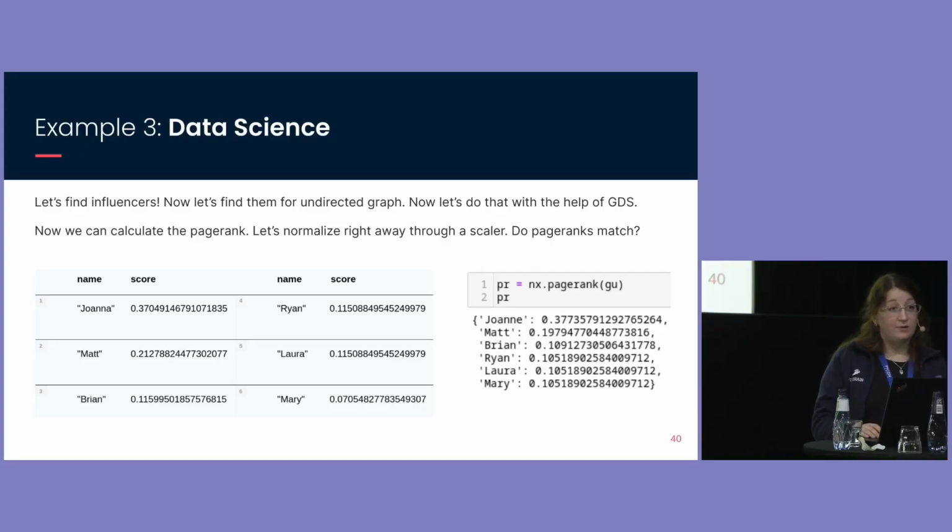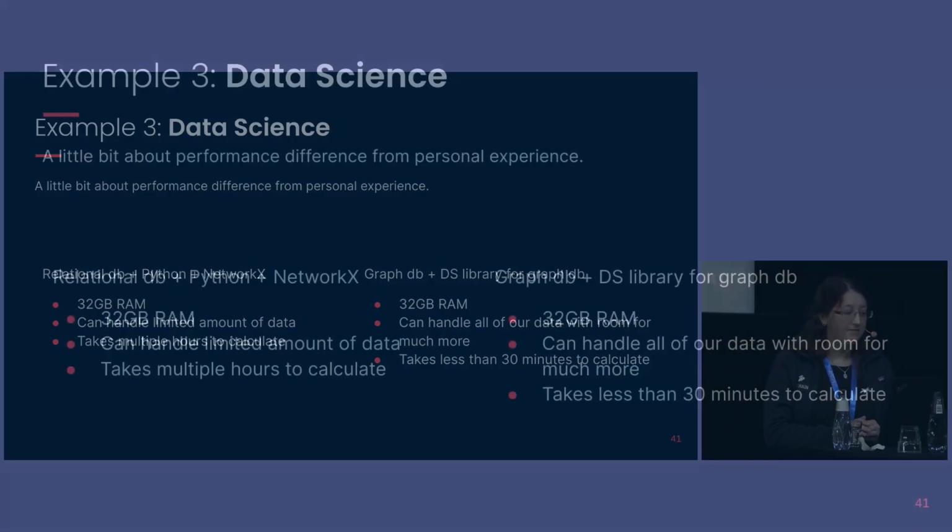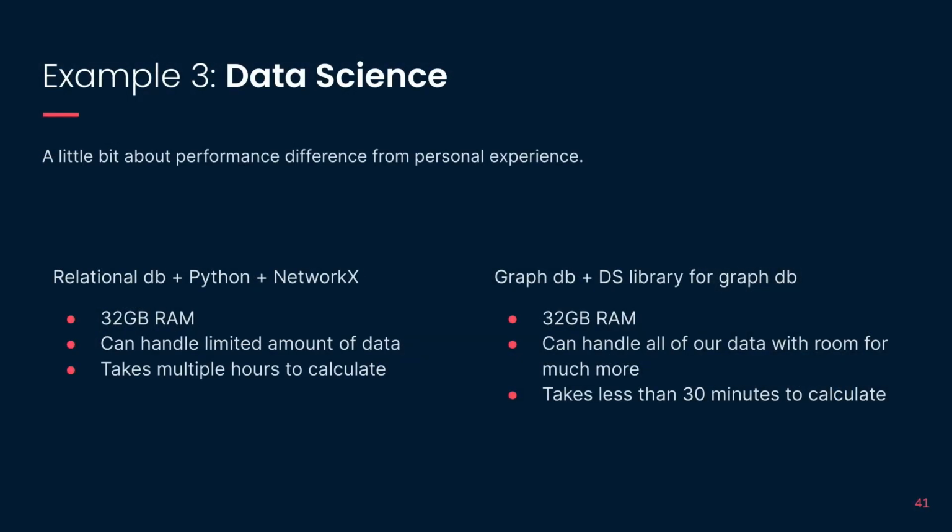Okay, so we talked a lot about directed relationships versus undirected. What results did we achieve with this? Well, they were quite significant. With usage of the Graph Data Science Library and graph database, we were able to load all of our data to the same machines that we tried before, and we had room for plenty more data to come. And it took just 30 minutes to calculate PageRank, and that's including exporting the CSV file of the results. Quite nice, right?